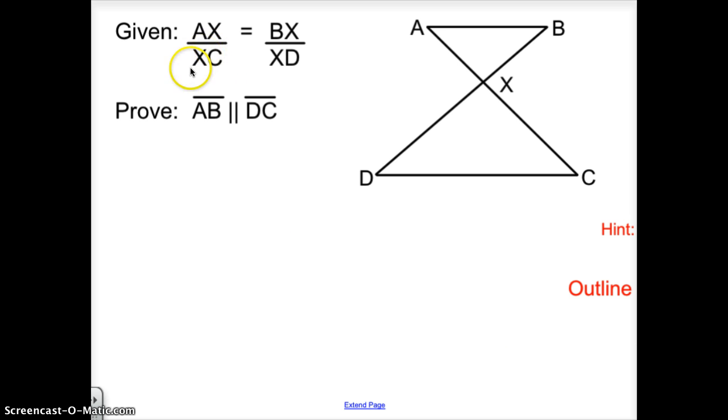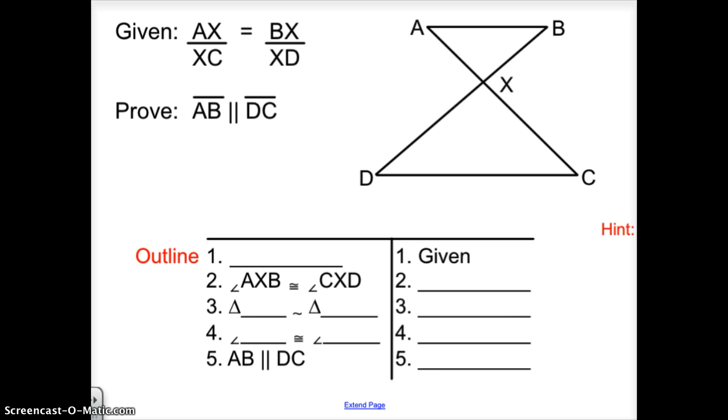We know that the given information is that AX and XC are proportional to BX and XD, and our job is to prove that AB is parallel to DC. Take a second and complete that proof now.